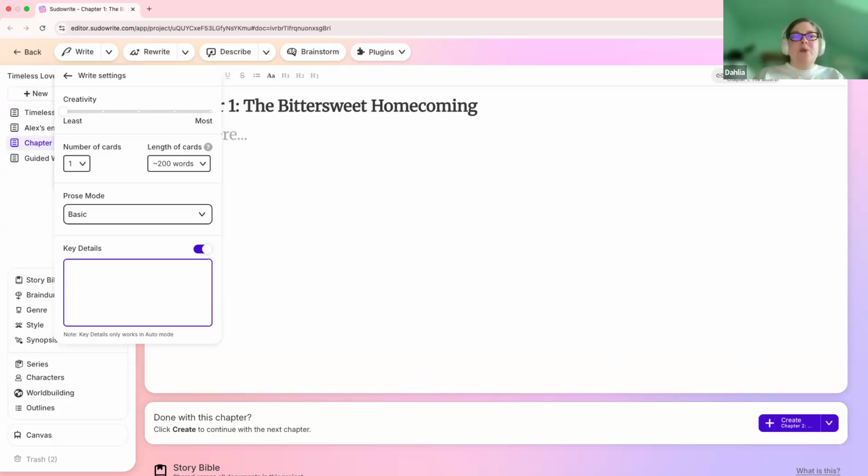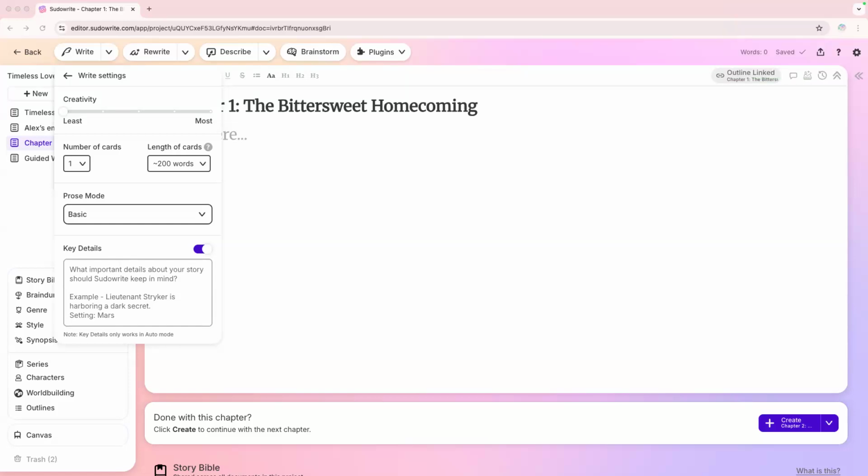Are there any questions so far about the right settings? Everything is clear in chat right now. Awesome. Hold on. Can you use the key details to keep it shorter and tighter?